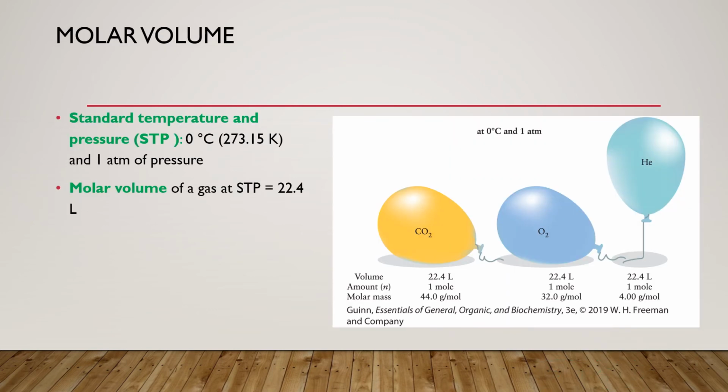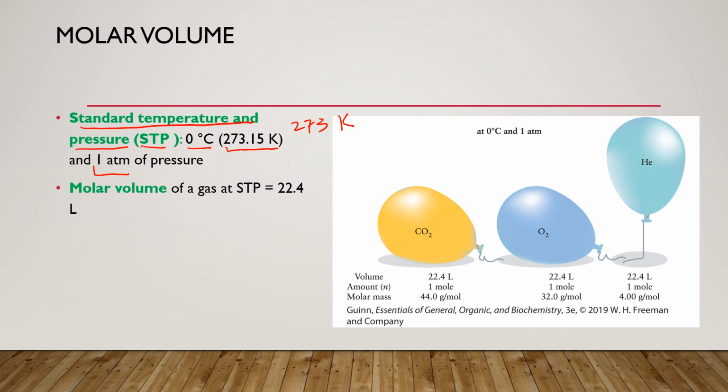A common reference condition used when measuring the properties of a gas is standard temperature and pressure, and it is denoted by STP. STP stands for standard temperature and pressure. These are the standard values of temperature and pressure at which properties of gases are measured. The standard temperature value is 0 degrees Celsius or 273.15 Kelvin. Many times we just simply take it as 273 Kelvin. And the standard value of pressure is 1 atmosphere or 1 atm.